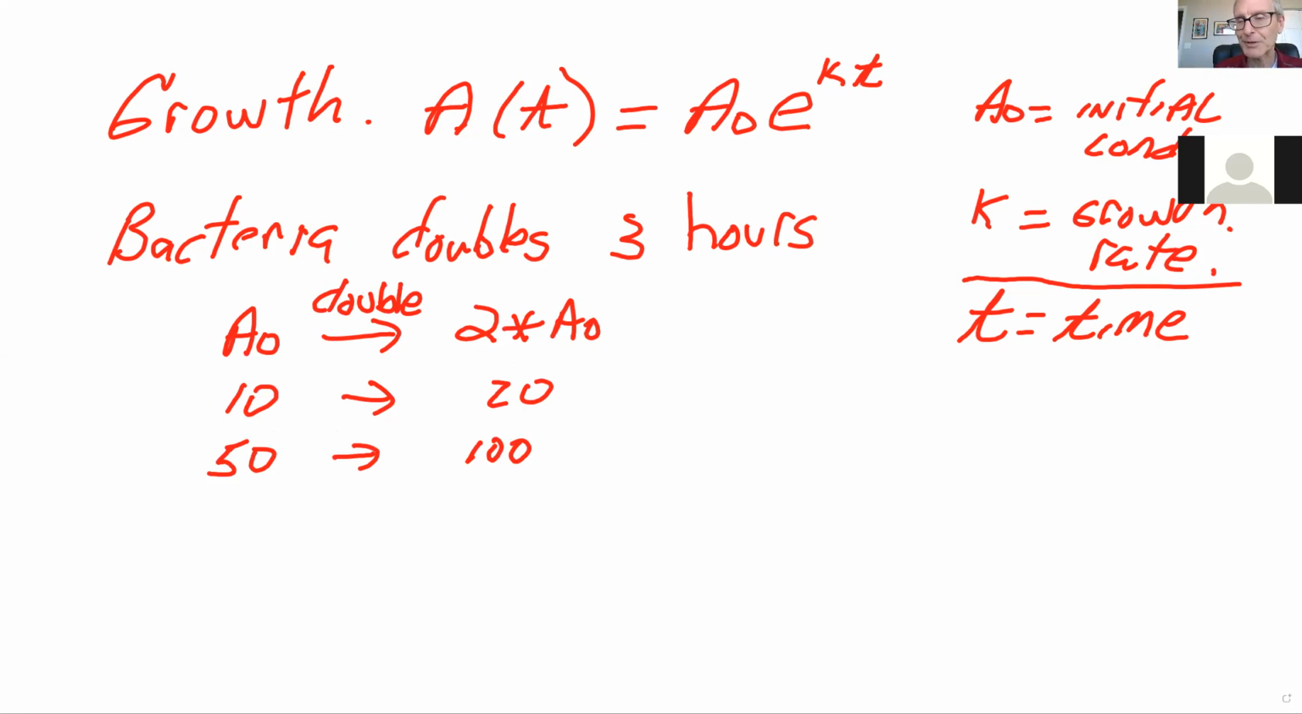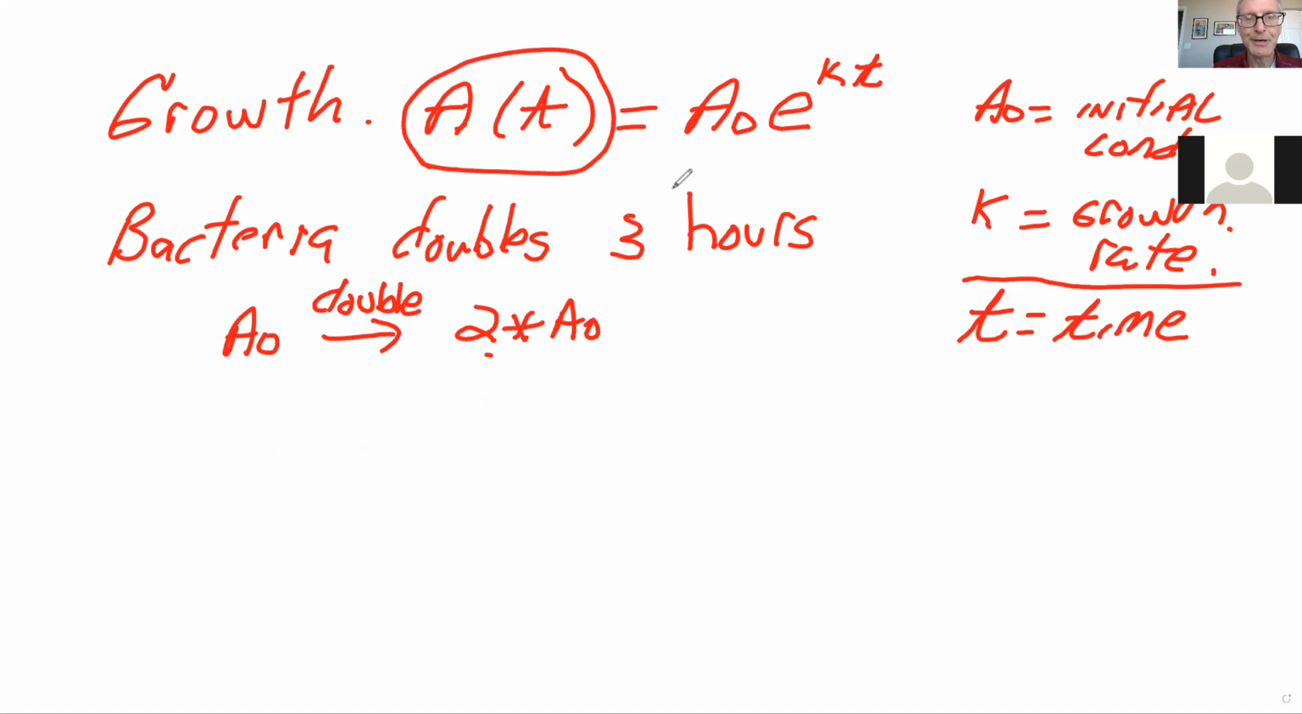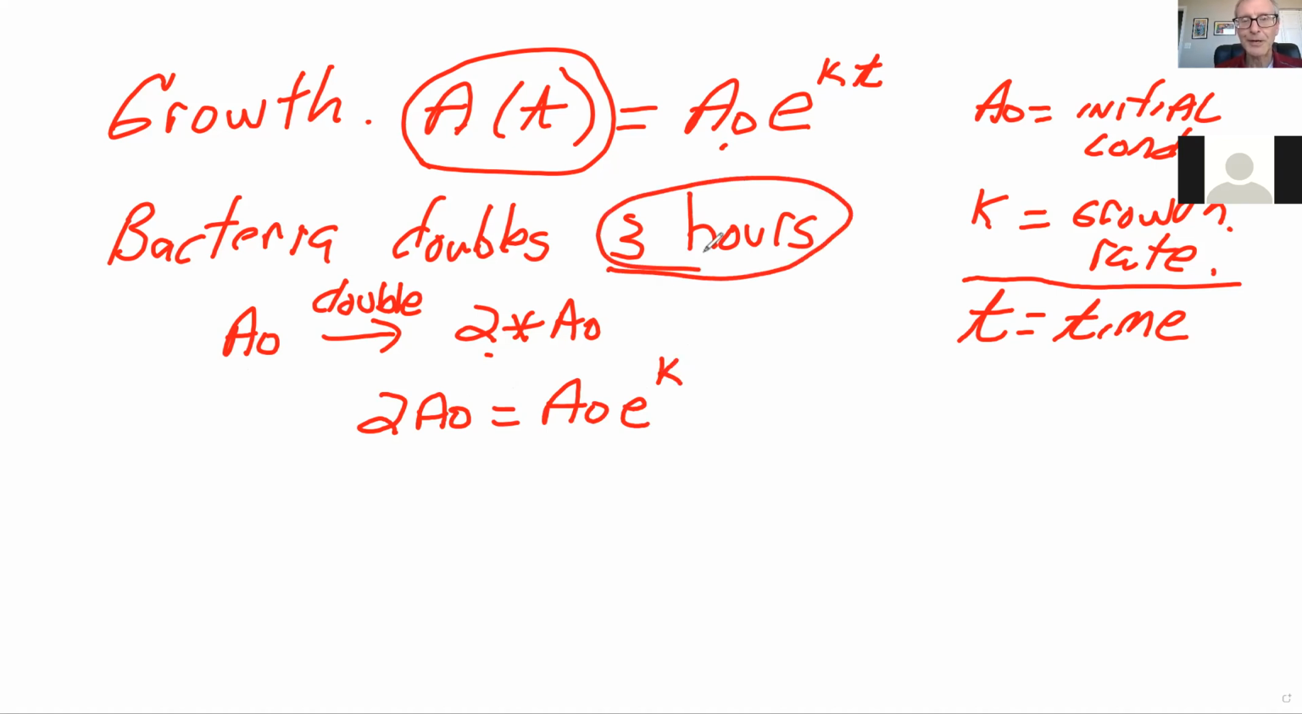And when we do decay, we're going to do something called half-life, which is how long does it take it to decrease by 50%. So when you set up this equation, it would look like the amount is going to be 2 times A0, right? If it's 10, it would be 20, and so on and so forth. So algebraically, we could write it this way. And how long does it take for it to double? 3 hours. So we could put 3 in for T. Cool. Questions?